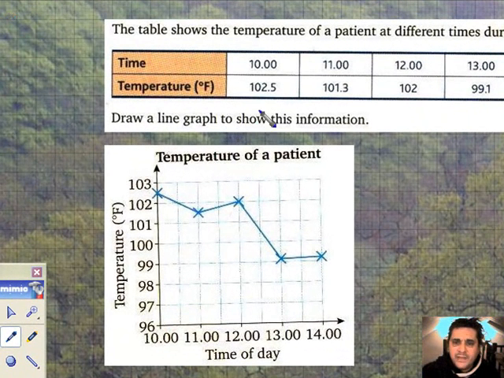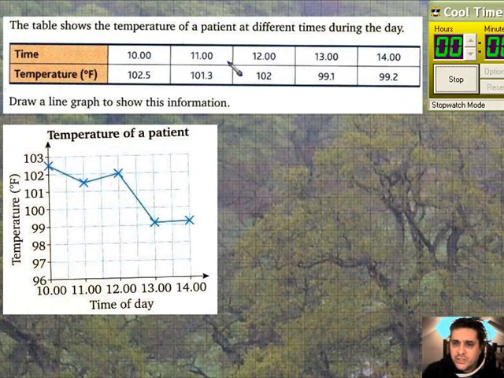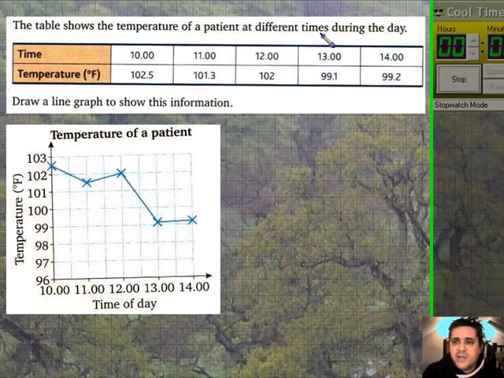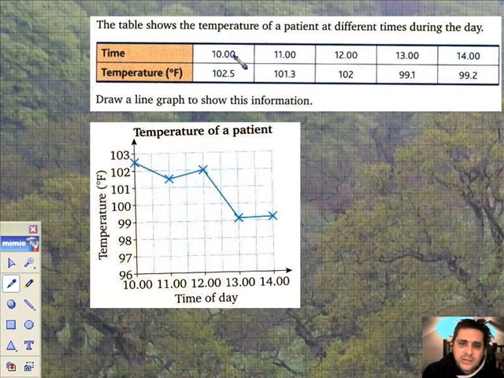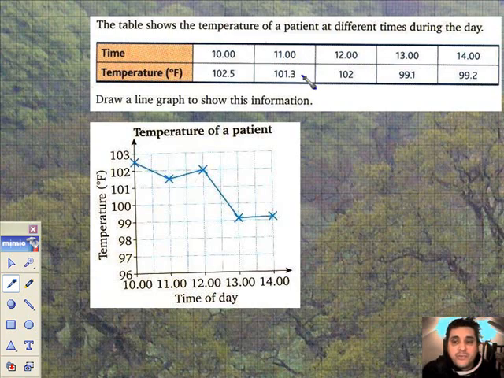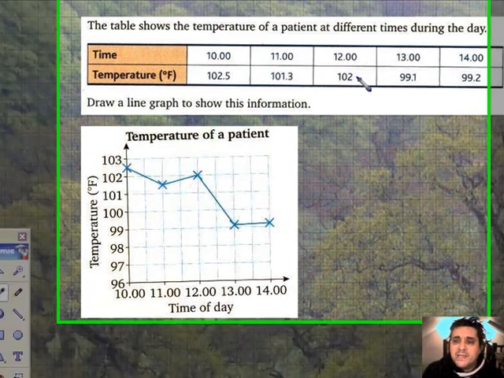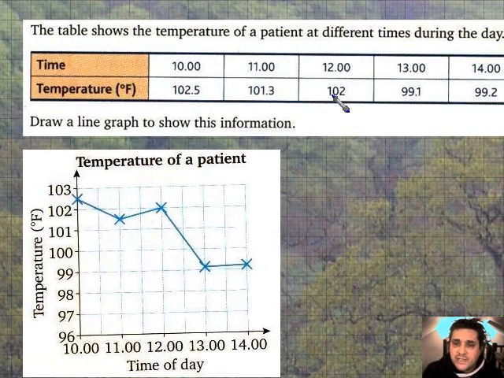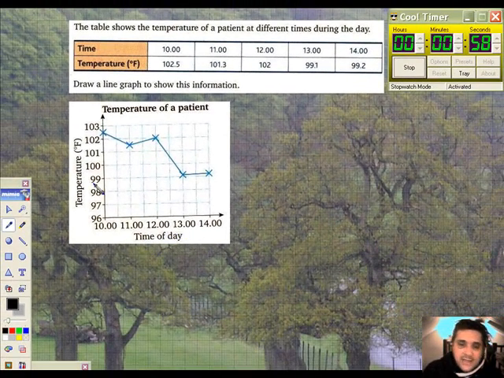I merely extracted it from the textbook and put it on this video. Very straightforward. What we have is a series of times from 10 o'clock to 2 in the afternoon, and we look at the temperature of a patient at these times of the day. So at 10 o'clock the temperature of the patient was 102.5 degrees Fahrenheit. An hour later, at 11 o'clock, 101.3, got a bit of a drop there. At midday 102, etc. And the data is plotted on a line graph as shown. That's the time of day along the x-axis and the temperature along the y-axis.